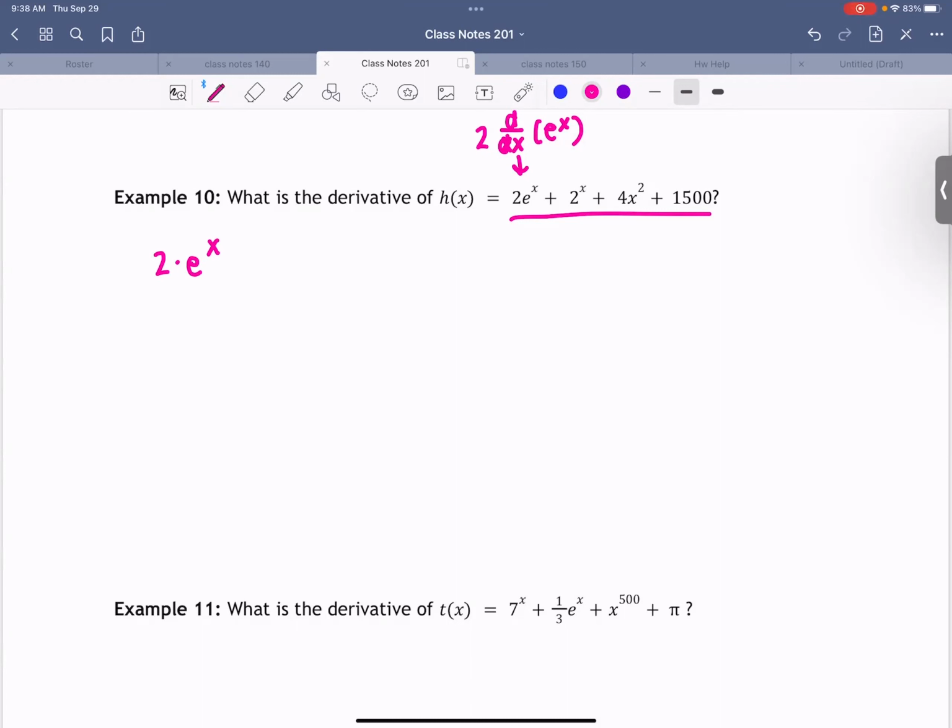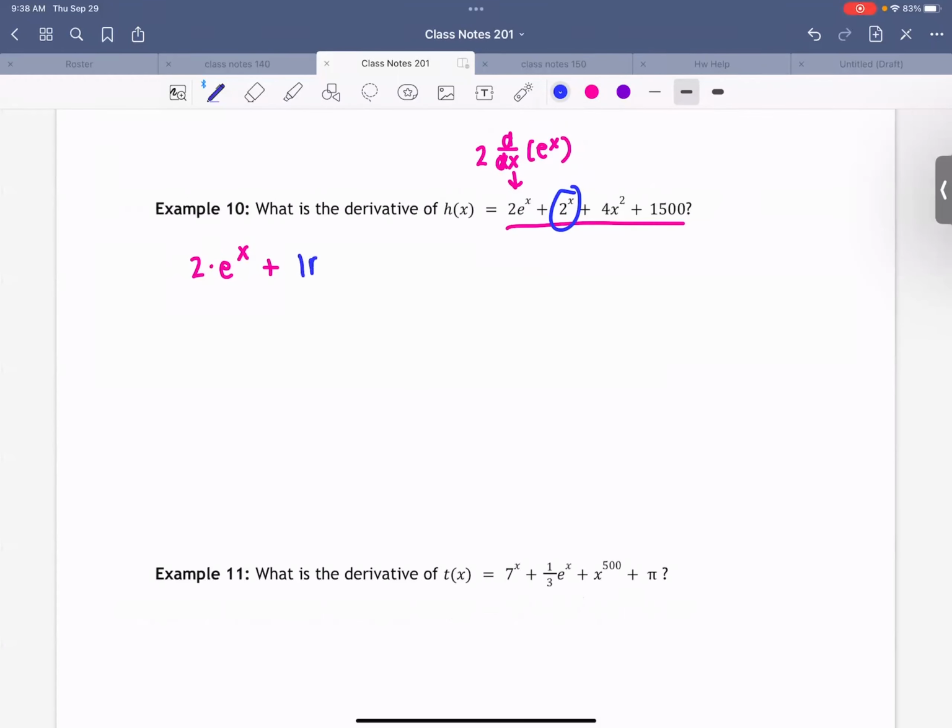Good. Okay, we're going to add on the derivative of 2 to the x, this guy here. Using the formula, what's the derivative of 2 to the x? Natural log of 2 times 2 to the x. Good, natural log of 2 times 2 to the x. Okay, let's do the derivative of 4x squared. What's this derivative? Use the power rule. It's 8x to the first power, good. And finally, what's the derivative of 1500? 0, good. The derivative of any constant is 0.